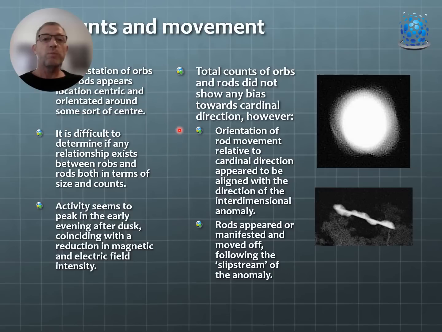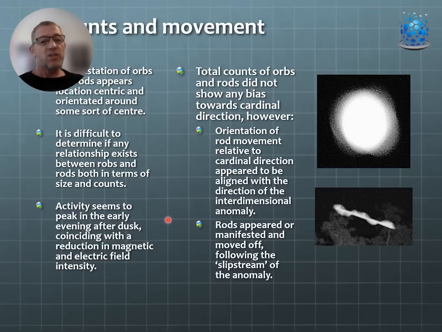Alright, so what we found when we looked at counts and movement is that the counts of orbs and rods appear to be location centric. So it's orientated around some sort of center. Now it was difficult to determine if there was a relationship between orbs and rods, both in terms of size and counts overall, when you take into consideration all the field trips.